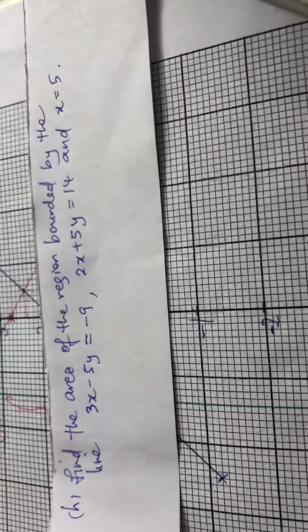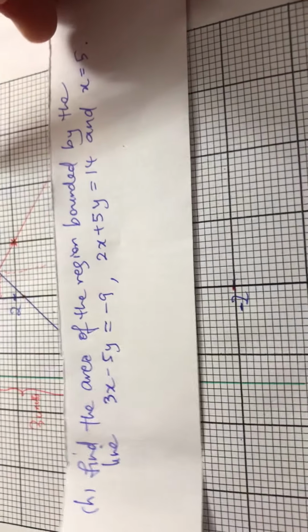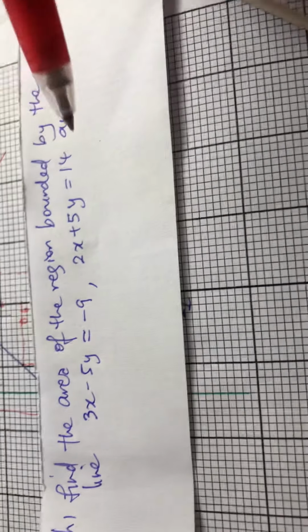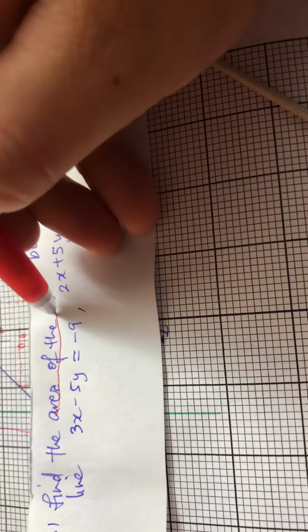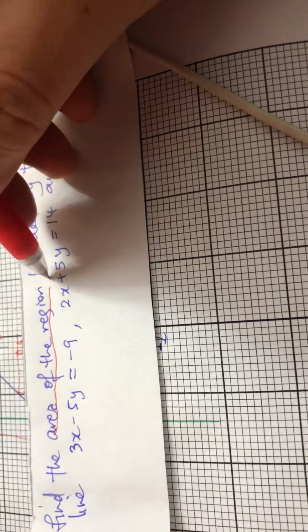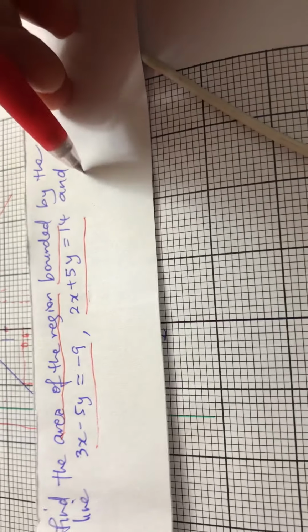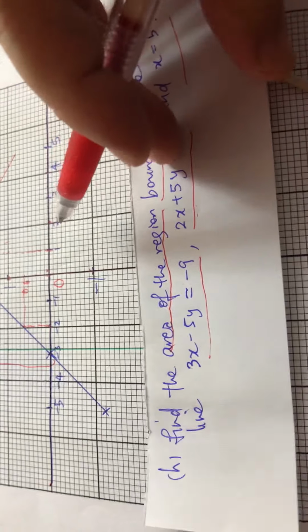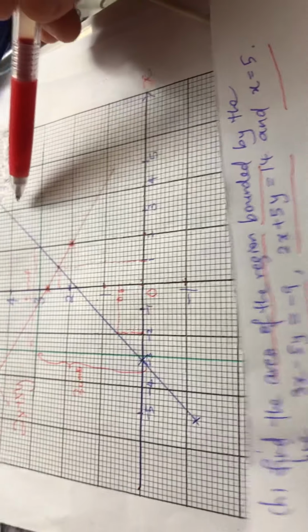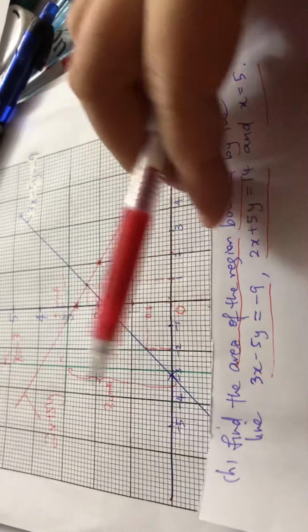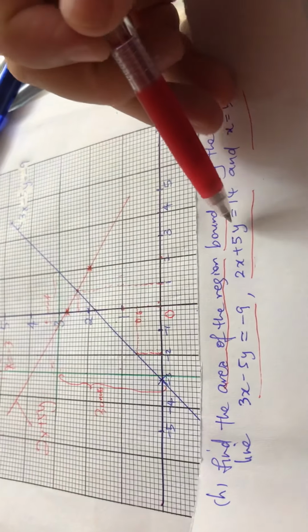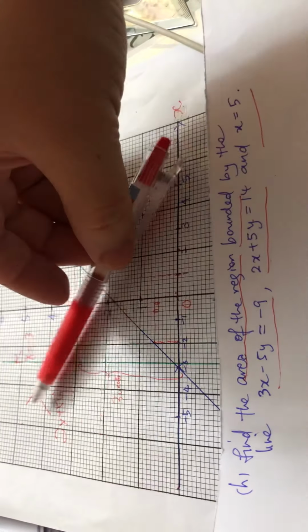This is a question not in your re-quiz, but I just created one more for you. Find the area of the region bounded. Bounded means surrounded. Surrounded by this line and this line. Now take a look. That's why it's so important to label your graph, so they know which line is which line. You already have this line.